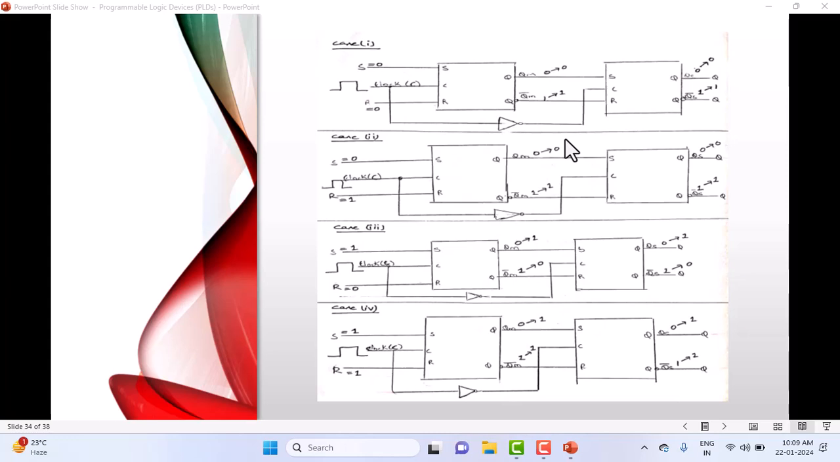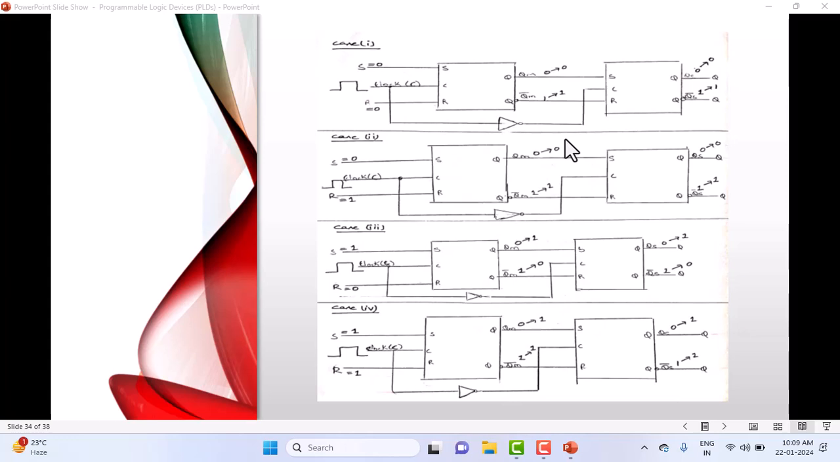Look at the third case. Third case is S equal to 1 and R equal to 0. And assume that the clock will change, as 1 or 0. For some time, clock will be 1, and clock 1 means the master will be enabled. And when clock is 0, master becomes disabled and slave becomes enabled. Okay, let's assume that clock is 1 now. When S is equal to 1 and R is equal to 0, look at what happens here now. Forget about the second part of the circuit.